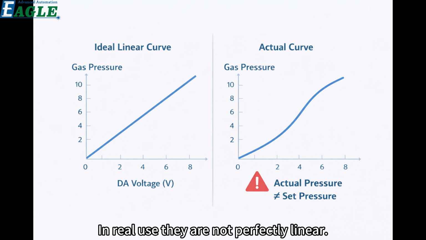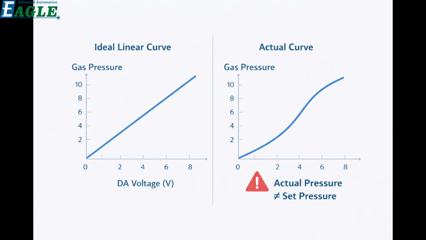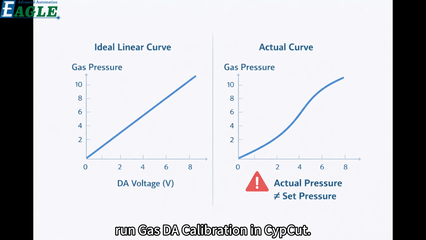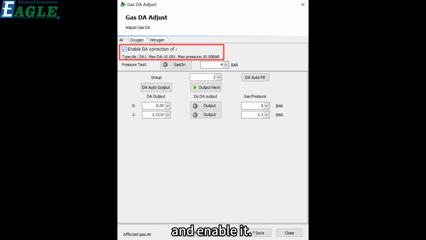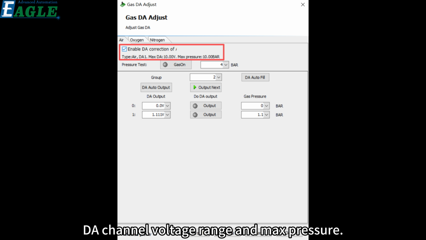In real use, they are not perfectly linear. To get accurate pressure, run Gas DA Calibration in CypCut. Go to the File menu, open Gas DA Calibration, and enable it. The interface shows gas type, DA channel, voltage range, and max pressure.